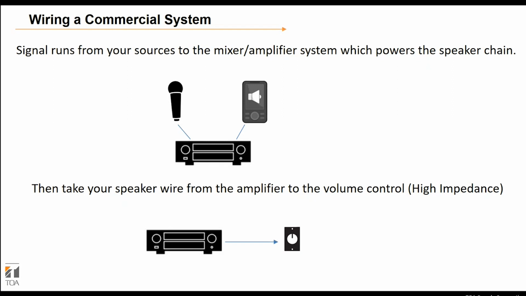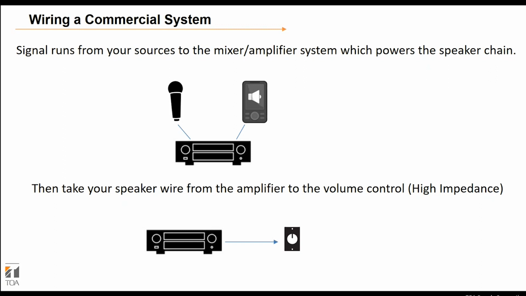So this is just a really simplified image of a package type amplifier, of which we have plenty. TOA does a lot of package amplifiers that combine the mixing and the amplification, but for larger systems, typically we will see those things separated. So we're connecting our inputs to the mixer amplifier system, which then powers the speaker chain.